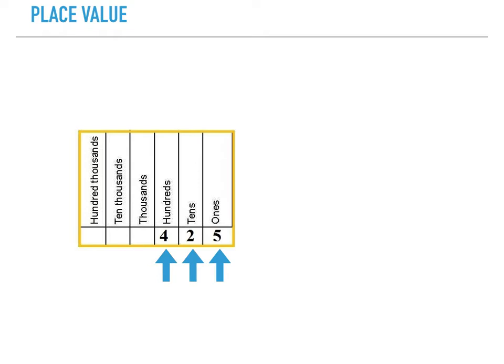Do you remember when we talked about place value? You know that three-digit numbers are formed by groups of hundreds, tens, and ones. So in the number 425, how many hundreds do we have? We have 4 hundreds. How many tens do we have? We have 2 tens. And how many ones do we have? We have 5 ones.